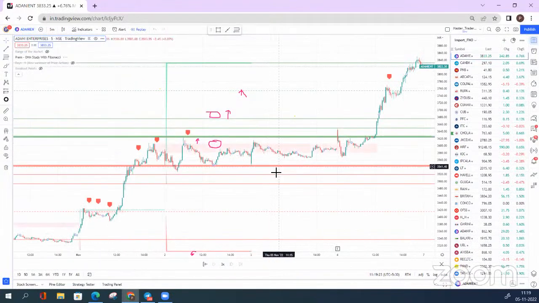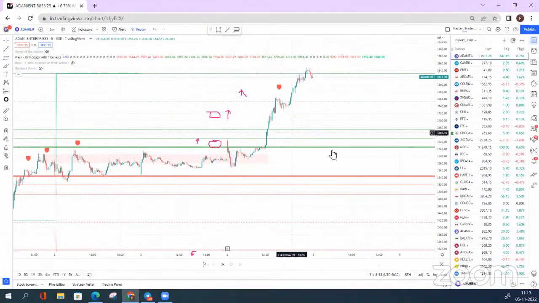Adani Enterprises was hovering around this area. After crossing this area, which is an important area it has to cross, what is the target? My target is 3,832. If you were using this indicator, you would have taken a trade at 3,679. That's how it gives you beautiful results.